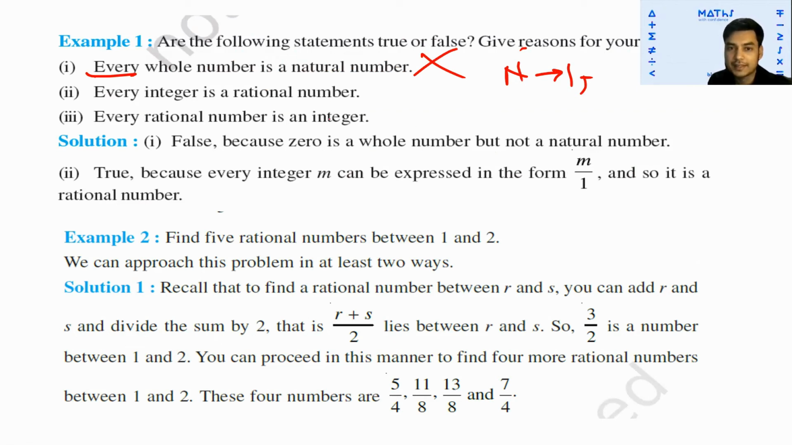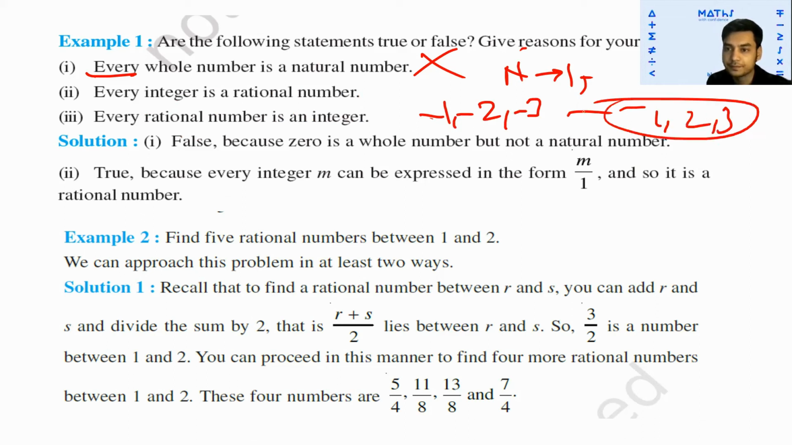Every integer is a rational number. Yes, this is possible, every integer is a rational number. Every rational number is an integer. No, integers only consist of -1, -2, -3 like this, and 1, 2, 3, which can be represented wholly. So this is not an integer. So this one is true, this is false, this is true, and this is again false.